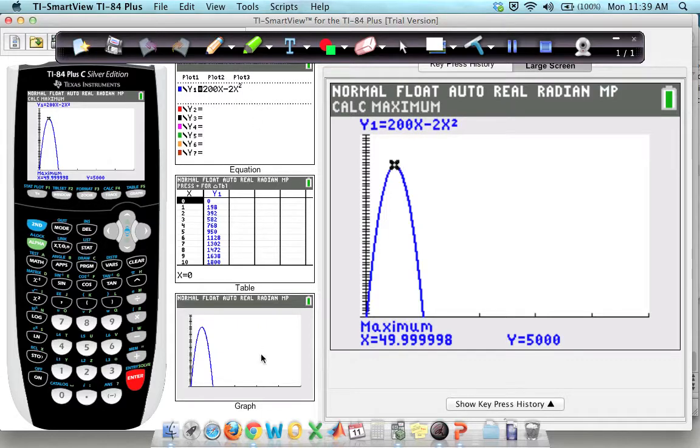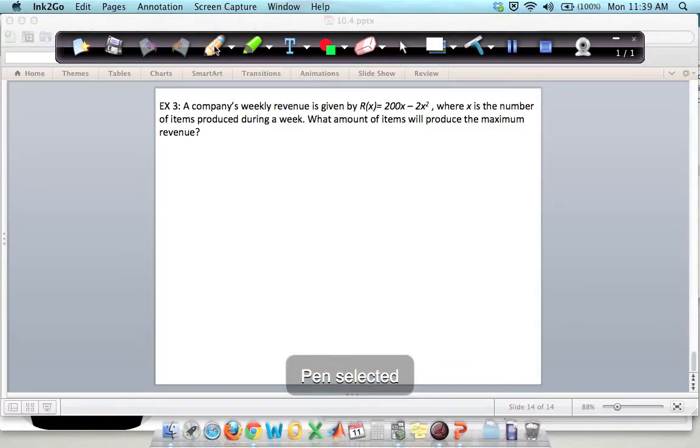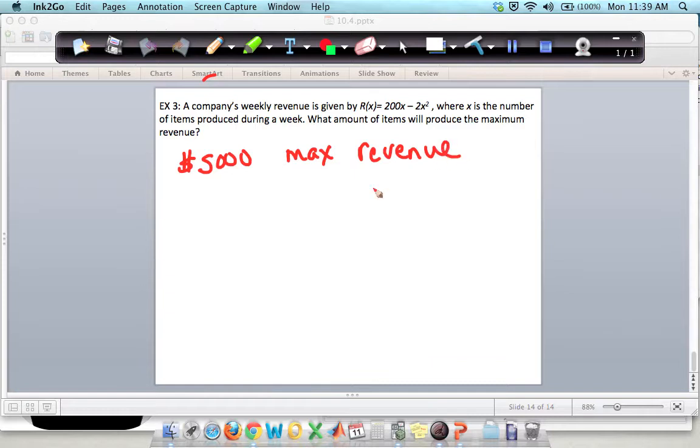Okay, so let's go back to our problem. It says, what amount of items will produce the maximum revenue? So the maximum revenue is that Y value, which is $5,000. And that's gotten when you produce 50 items. Okay, so max revenue of $5,000 when you produce 50 items. So that's what this company needs to do.